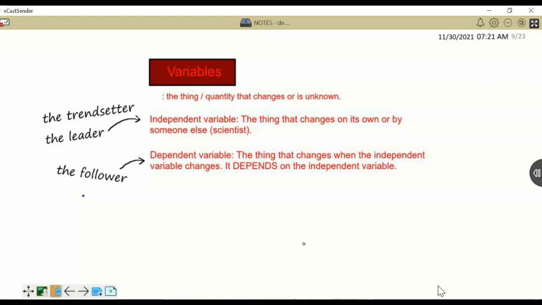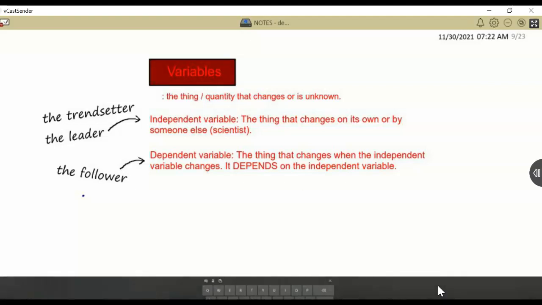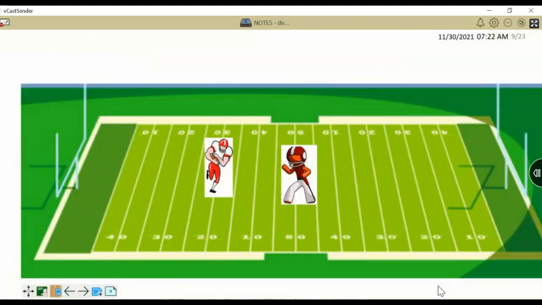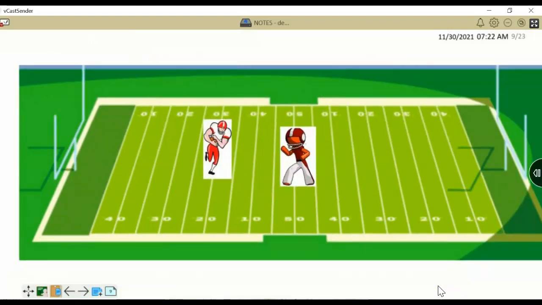So let's take a look at an example just to help kind of wrap our minds around these two words right here. I think football or soccer is a good example.